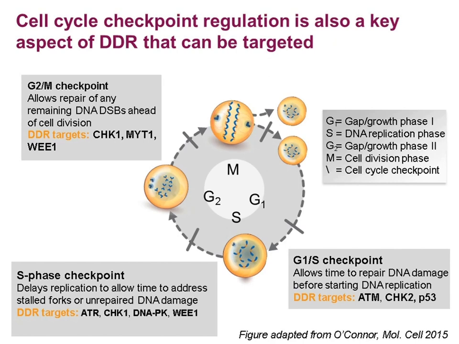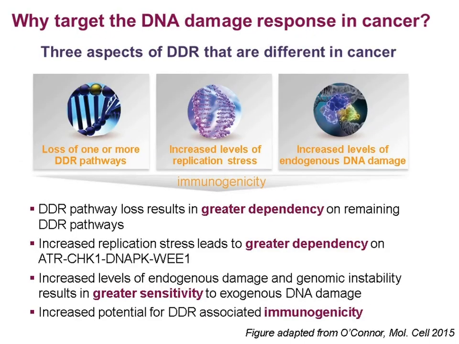In S phase, where it's really important to provide an opportunity to repair damage before the replication fork reaches it, or if there are issues with replication fork stalling and collapse, then again you have key players such as ATR, CHEK1, DNAPK, and WEE1 kinase that are involved in that aspect. And then finally, the G2/M checkpoint is really one of the last opportunities to deal with DNA double-strand breaks ahead of cell division, although we're now also learning that there are DDR aspects in mitosis as well that can also be really important to prevent mitotic catastrophe.